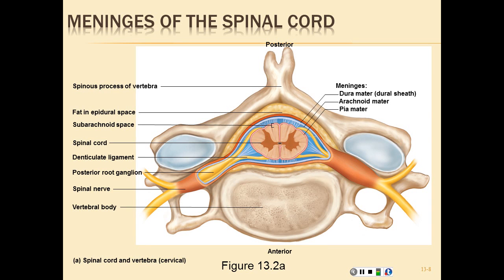The pia mater is very delicate, and it's a translucent type of membrane that closely follows the contours of the spinal cord. So that's it here, going all the way around. That's our pia mater. Now the pia mater continues beyond the medullary cone as a fibrous strand within the lumbar cistern.